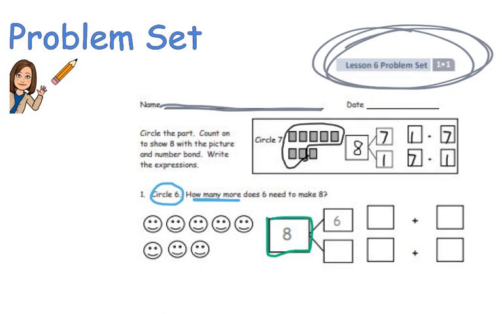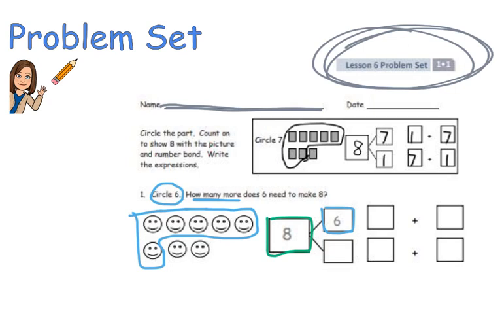Now we need to circle 6. So I'm going to circle 6. Ready? 1, 2, 3, 4, 5, 6. And they already wrote it for us in our number bond. Now you do it. Go ahead, count 6 and circle 6 smiley faces. Make sure to be careful that you don't circle too many.